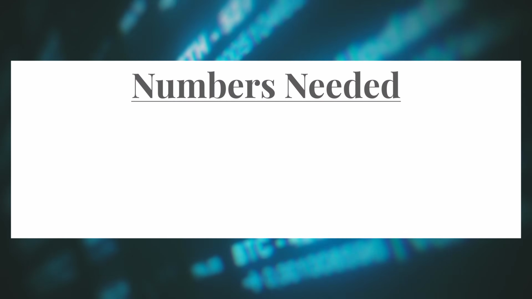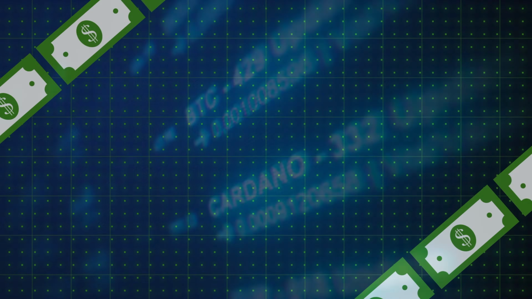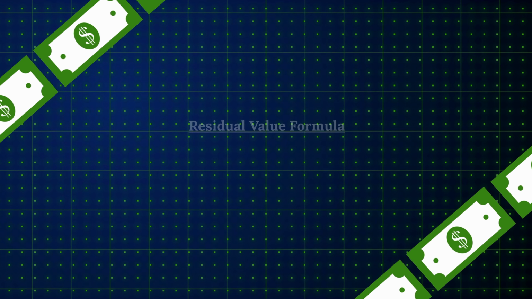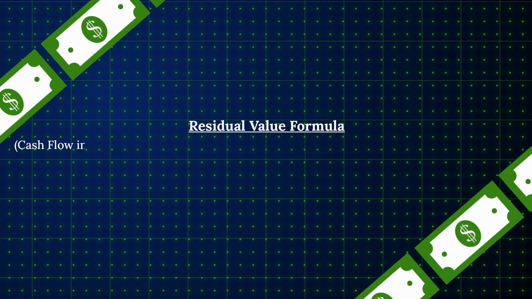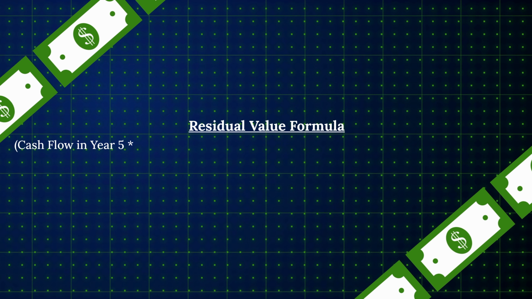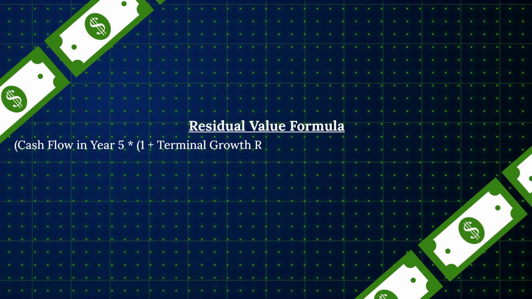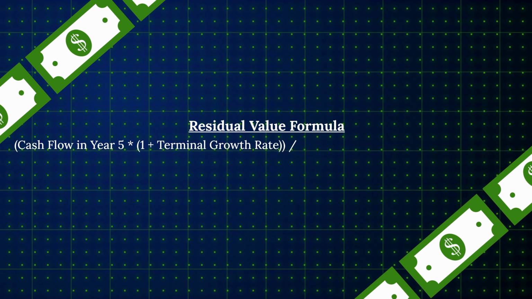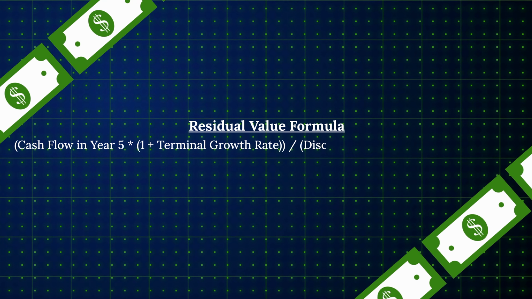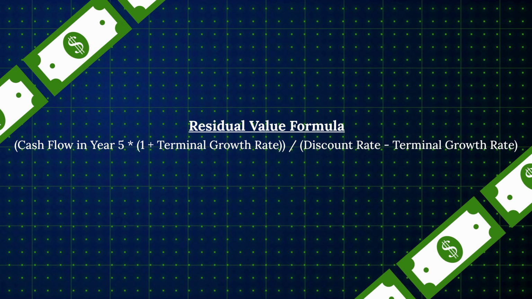Okay, so now that we have all the numbers we need, let's look at the formula for acquiring a company's residual value. The residual value equals, open parentheses, the cash flow in year 5 multiplied by, open parentheses, 1 plus the terminal growth rate, close parentheses, divided by, open parentheses, the discount rate, subtracted by the terminal growth rate, close parentheses.